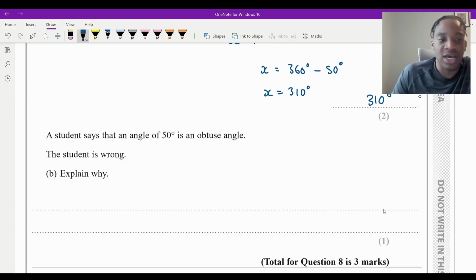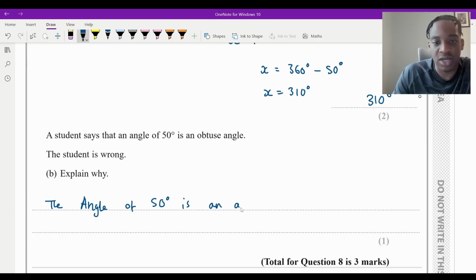The student is wrong. Explain why. Because an obtuse angle is just an angle which is greater than 90 and less than 180. So that's all you need to say here. An angle of 50 degrees is an acute angle. So you could just say either one of those two. I'll just say the angle of 50 degrees is an acute angle.